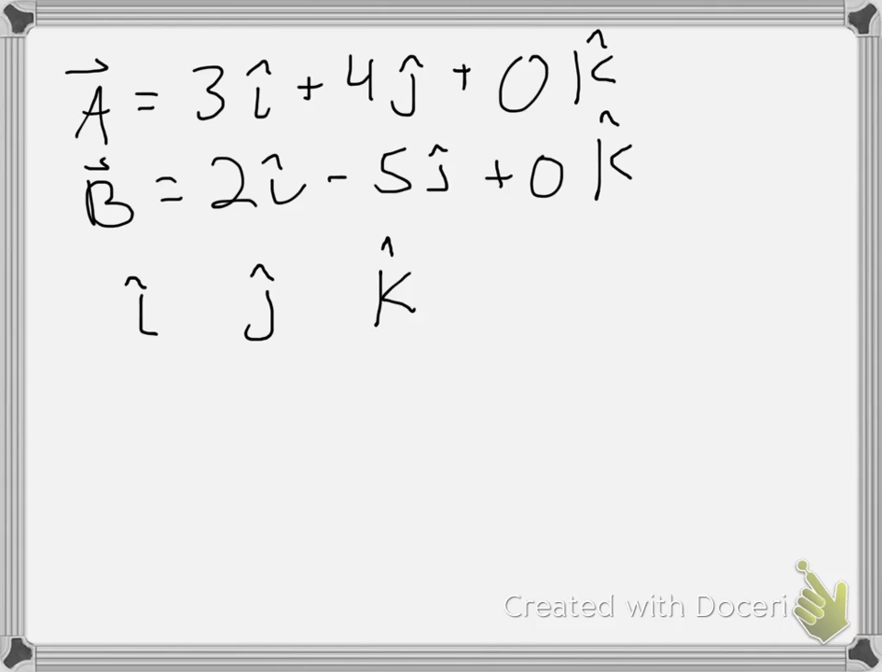So row 1 is my unit vectors. Row 2, since I'm crossing A into B, row 2 is going to be the coefficients of vector A. So I'm going to have 3, 4, and 0. And my row 3 is going to be the coefficients of vector B. Remember, order is very important here. Since I'm crossing A into B, row 2 is A and row 3 is B. If I were crossing B into A, it would be reversed. Row 2 would then be B, and row 3 would be the coefficients of A. But in this case, I'm going to put the coefficients of B here: 2, minus 5, and a 0.